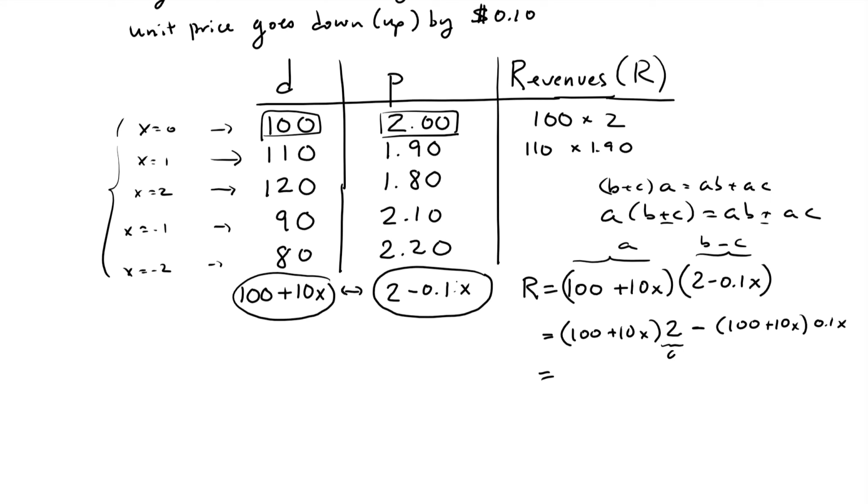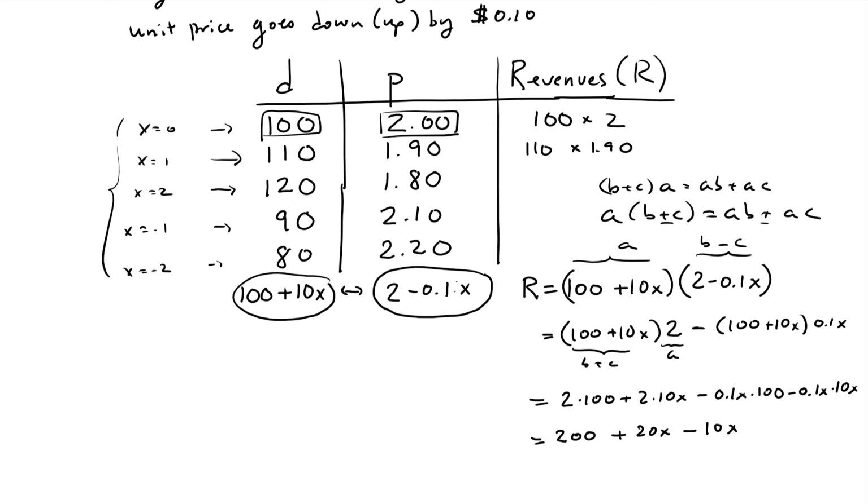So now this is my a, and this is b plus c. So this is going to be, using the distributive property, 2 times 100 plus 2 times 10x. And over here, it's going to be minus 0.1x times 100 minus 0.1x times 10x. So finally, I get what? I get 200 plus 20x minus 0.1 times 100, that's 10. And 0.1 times 10, that's x.